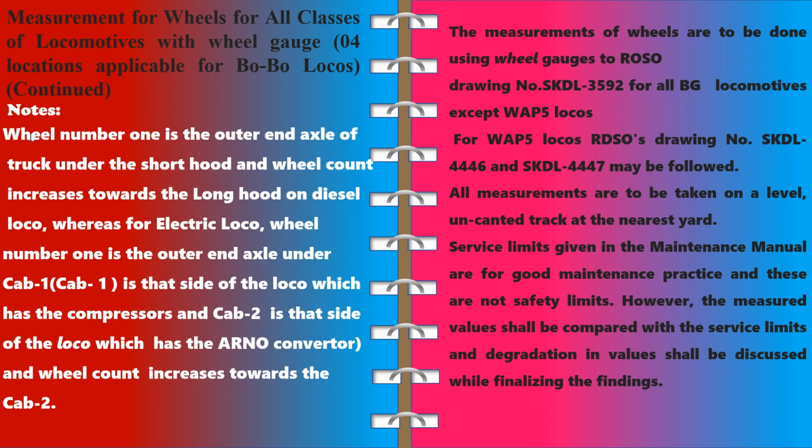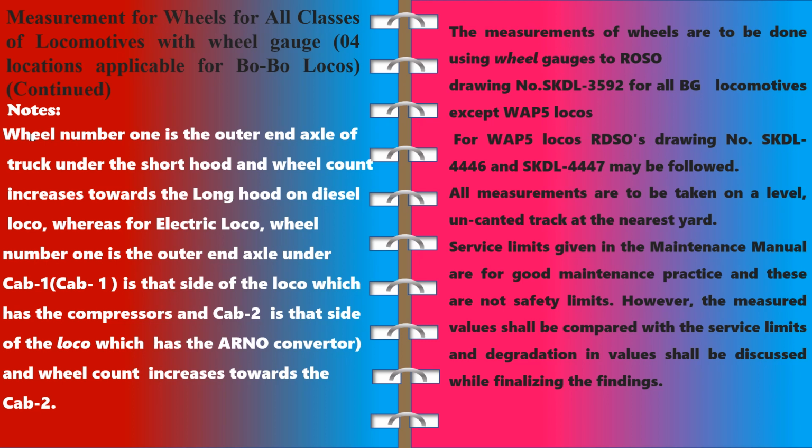And then how to record the measurements? So they have given the drawing numbers. This is SKDL 3592 for all BG locomotives except WAP3. For WAP5, the RDSO drawing number is SKDL 4446 and SKDL 4447 to be followed. So all measurements are taken by placing the loco on level track so that there are no variations.